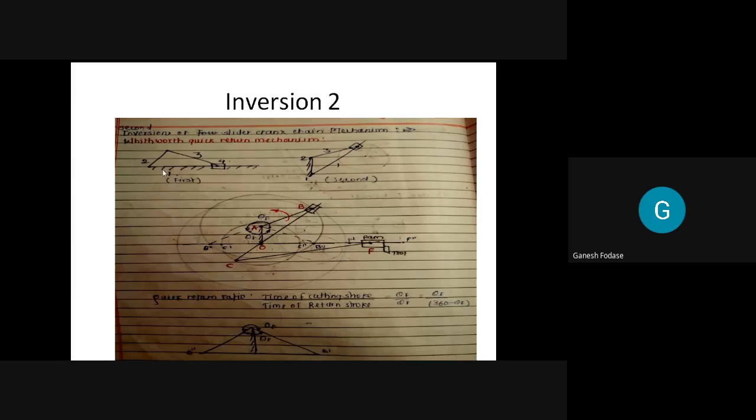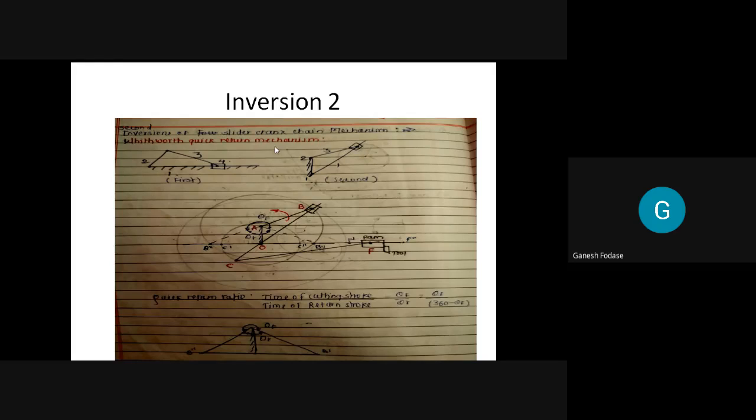Now I hope you understand the difference between first and second inversion. In first inversion, the frame or cylinder is fixed, but here the shortest link is fixed. So inversion 2 is obtained when link number 2, which is the shortest link in the slider crank chain mechanism, is fixed. What kind of inversions we obtain, that we'll see now. The first application of inversion 2 is the Whitworth quick return motion mechanism.